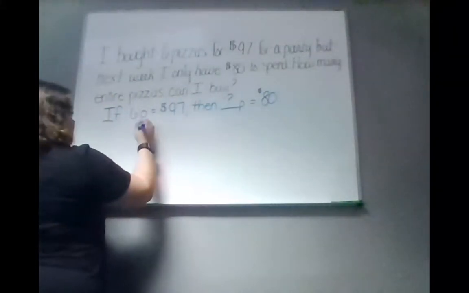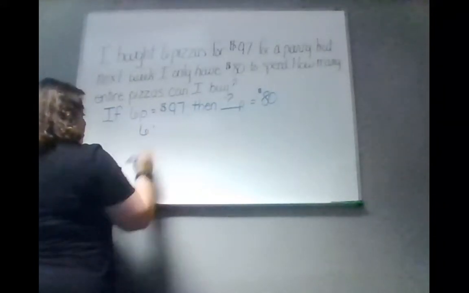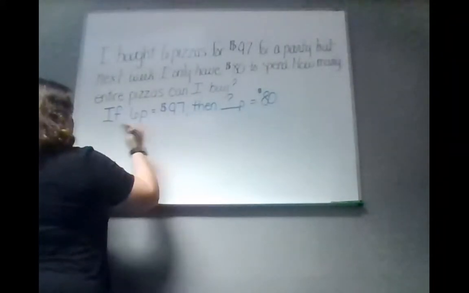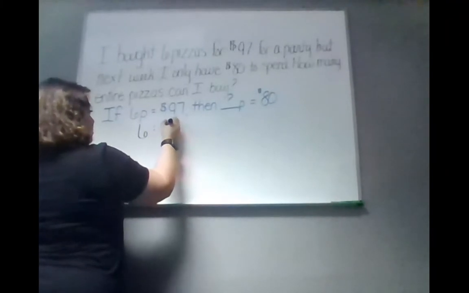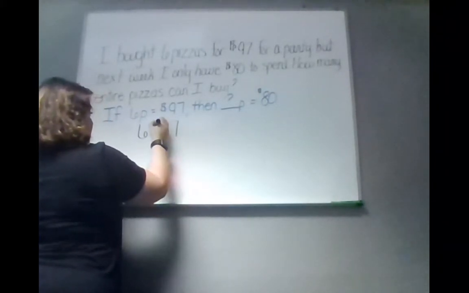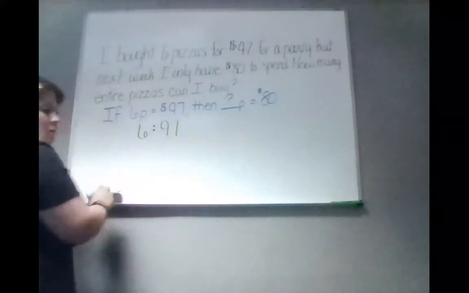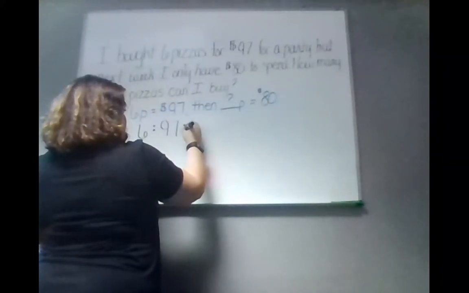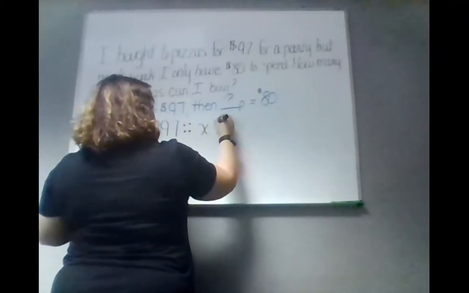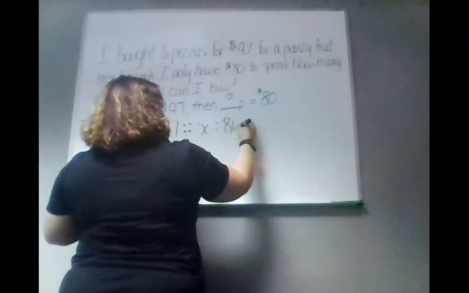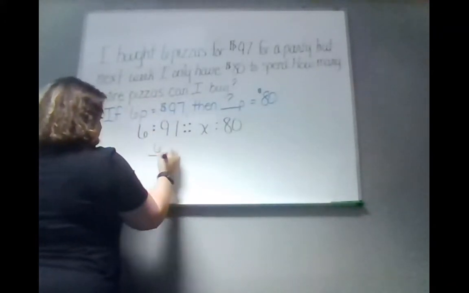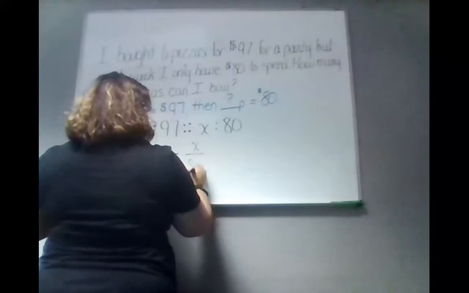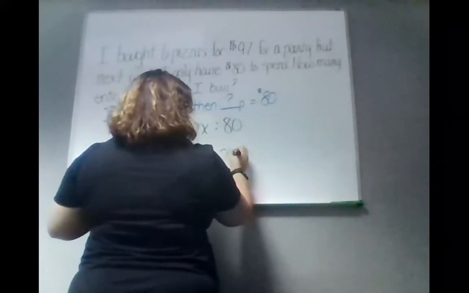So we're going to turn this into the dots. So 6. Oh, I'm supposed to be in black for this. Sorry, I'm trying to color code my examples for you. So 6 is to 97. Can you see my dots? Okay. 6 is to 97 as x is to 80. So 6 over 97 equals x over 80. So we're going to figure out what x equals.